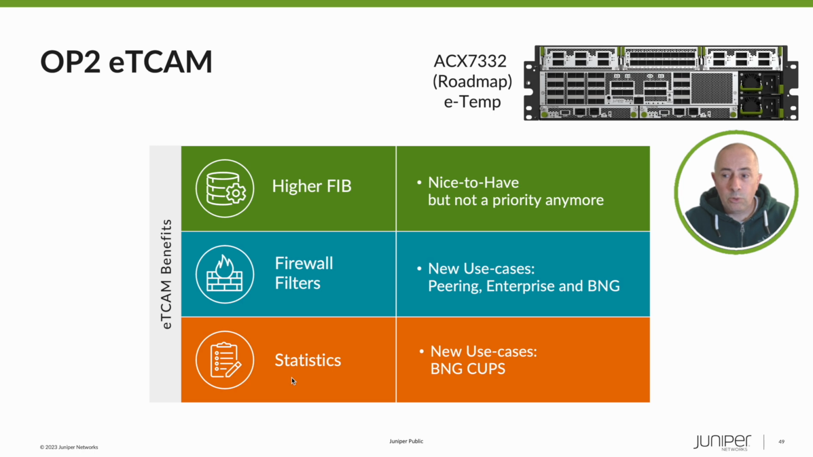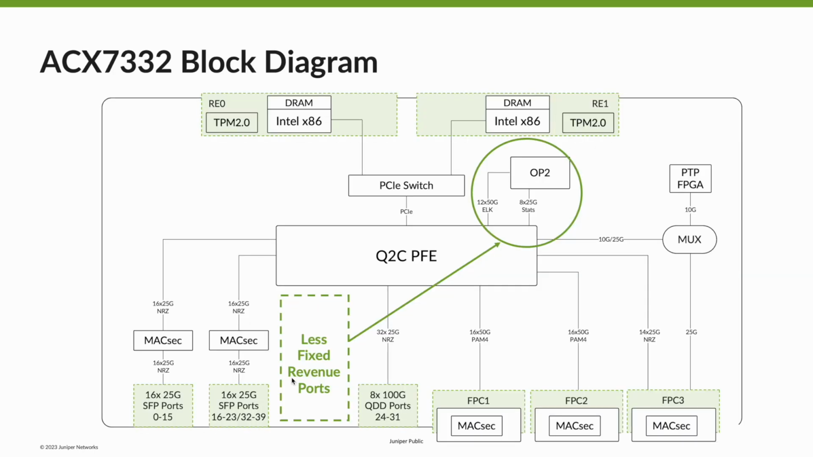That will open the door to certain use cases that were not always well addressed by this type of product, particularly on the peering side, the enterprise, and the distributed BNG, the BNG CUPS. This diagram illustrates why we have a slightly smaller number of fixed ports, because we need to interconnect this OP2 part via SerDes. That's what I'm showing in this diagram.